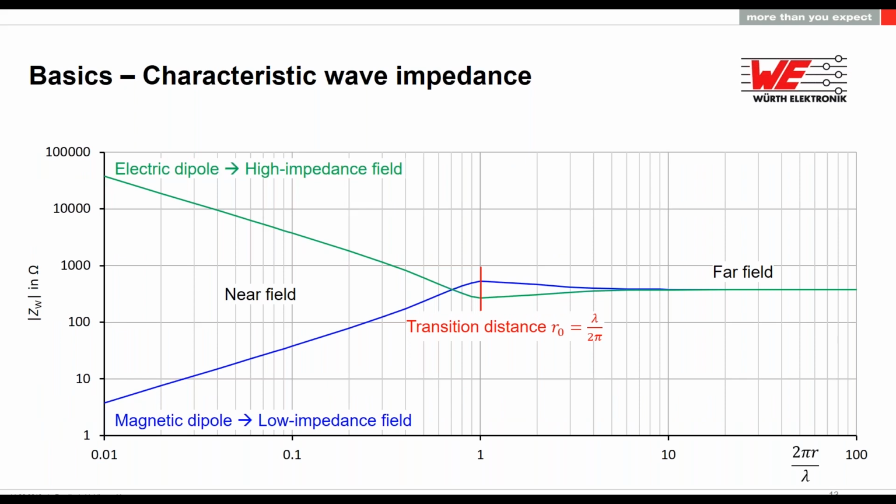In this graph, we can see how the wavelength is related to the impedance of the wave. As we are getting higher in wavelength, we are becoming closer to the far field, and for the near field, we are taking into account smaller wavelengths. This is the transition distance between near field and far field for both electric fields and magnetic fields.